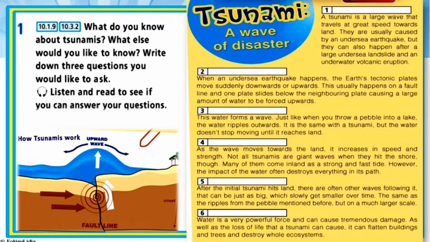Water is a very powerful force and can cause tremendous damage, as well as the loss of life that a tsunami can cause. It can flatten buildings and trees and destroy whole ecosystems.